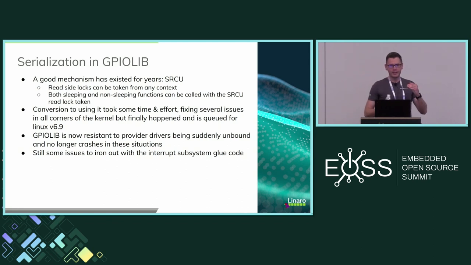So the lack of locking in GPIOs started to become a problem. We would have some reports about race conditions, but for the reasons I mentioned, it was very hard to fix. So eventually, and this is the positive point in this presentation, the code has landed for 6.9, where SRCU will be used for enforcing serialization in the GPIO. So this part of technical debt has finally been addressed, and I'm very happy about it.